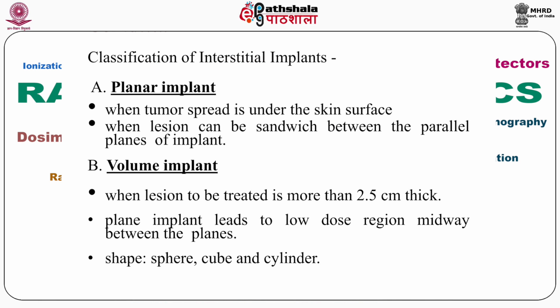Classification of interstitial implant. One is the planar implant, when tumor spread is under the skin surface, when the lesion can be sandwiched between the parallel planes of the implant. And the second type is the volume implant, when the lesion to be treated is more than 2.5 cm thick. A planar implant leads to a low dose region midway between the planes. Shapes like sphere, cube and cylinder are possible.